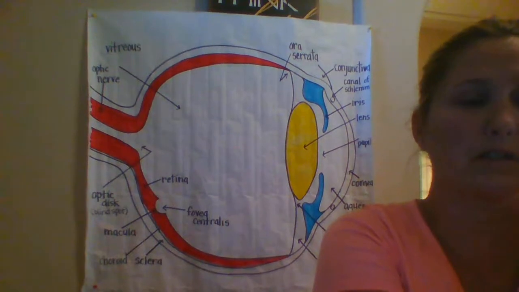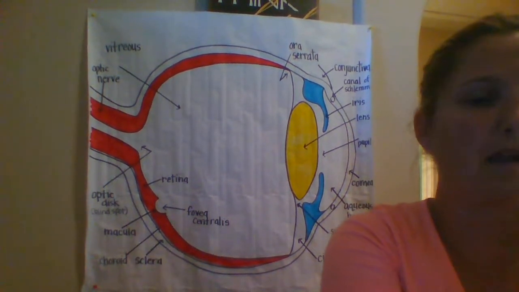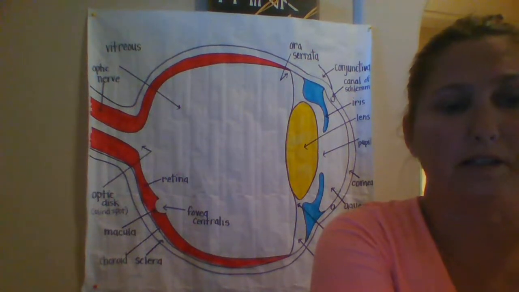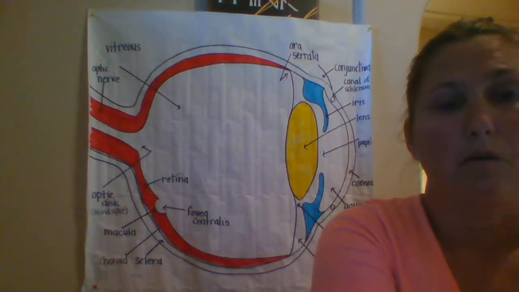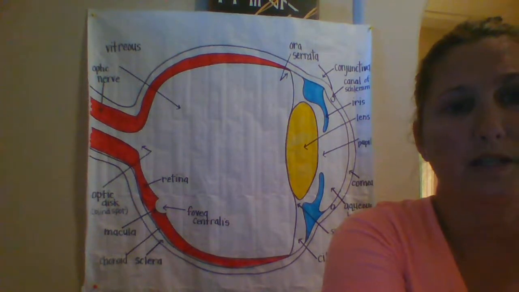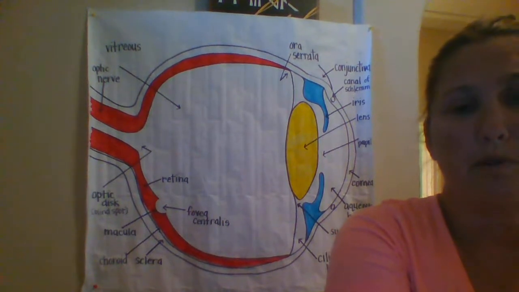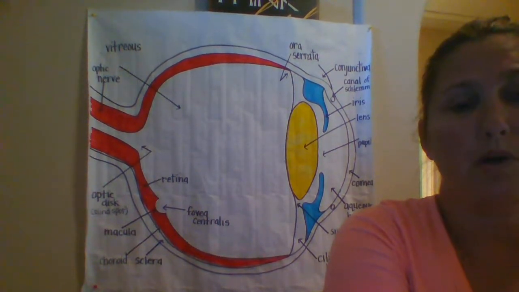The pupil is the circular opening in the iris. The pupil appears black because no light is reflected from it. When bright light occurs, the pupil contracts to let less light in. When dim light occurs, the pupil will dilate to allow more light in.